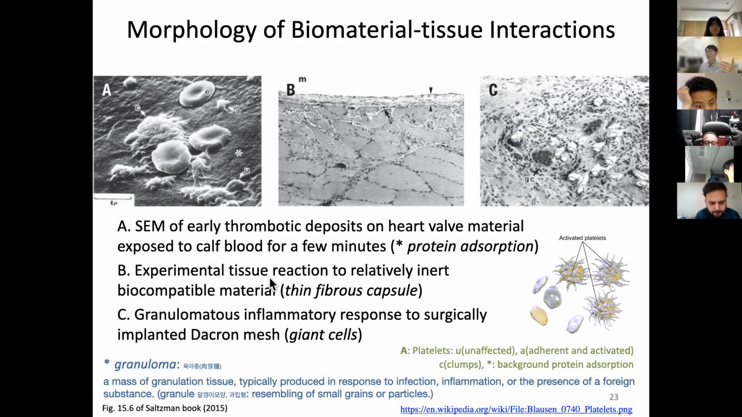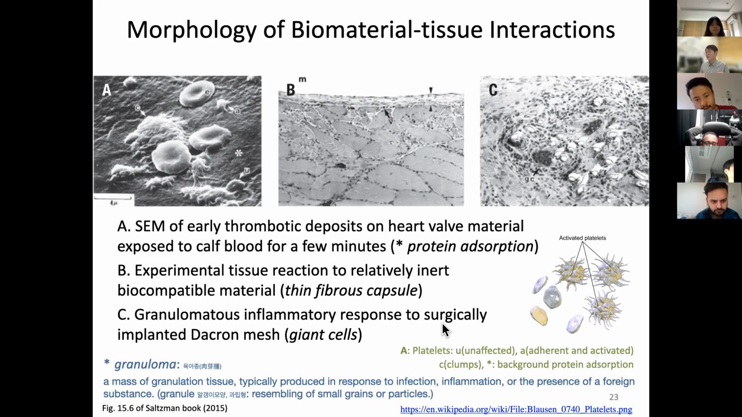We also examined tissue reaction to a relatively inert biocompatible material, and then we took it out and made a cut to see what happens at the surface. This M stands for the material, and this is a muscle layer. And you see in between, a thin fibrous capsule has formed. You can use a special stain for collagen and realize this is collagen.